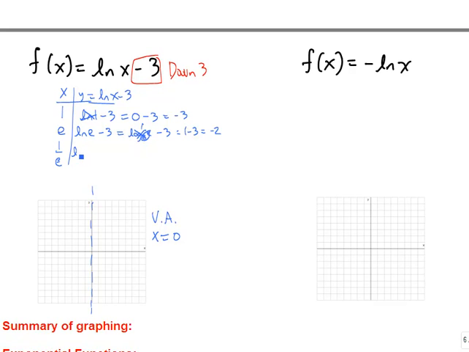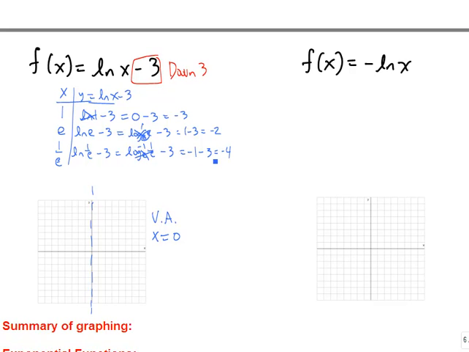And finally, if I plug in 1 over e, that's log base e of 1 over e. So I need an exponent of -1 to flip it over. So this is going to be -1 minus 3, which is -4.